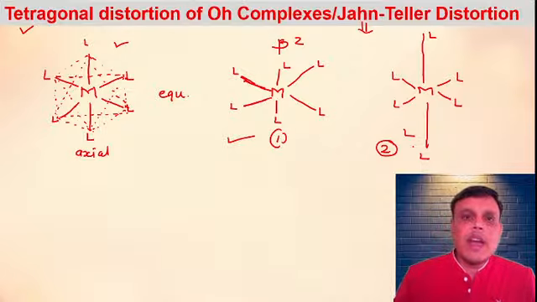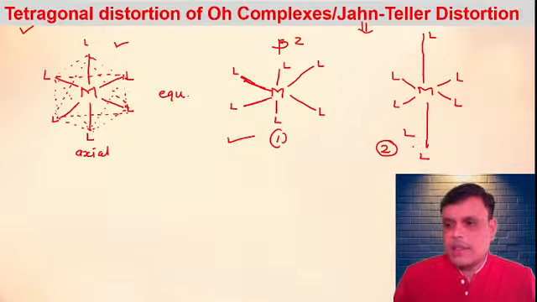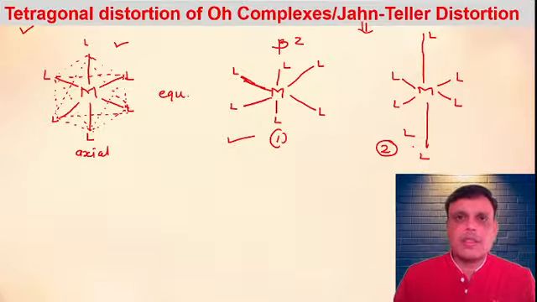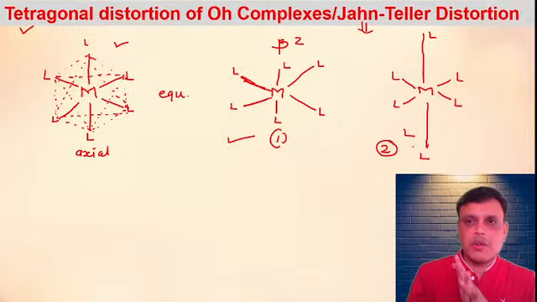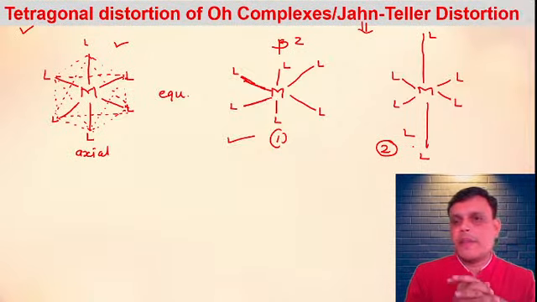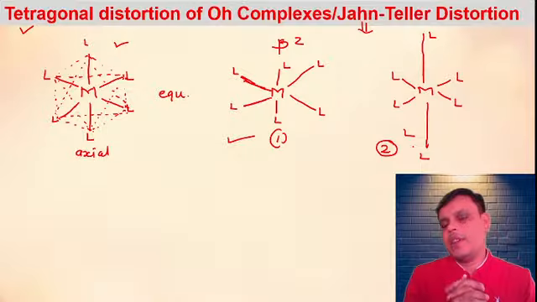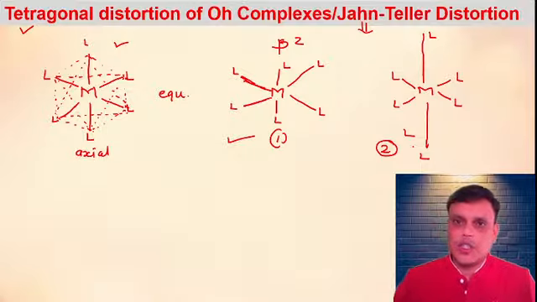Then we will see why this distortion occurs. What is the factor which is responsible for this distortion? This distortion generally occurs due to the unsymmetrical filling of electrons in the T2G and EG orbitals. It occurs due to what? Unsymmetrical filling of the electrons in T2G and EG orbitals.